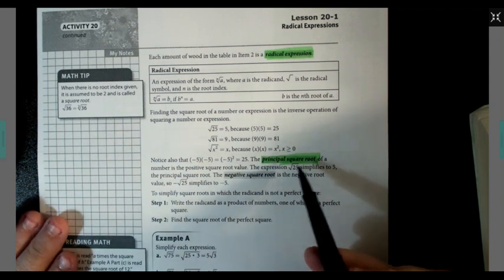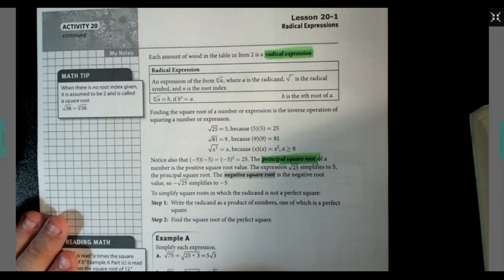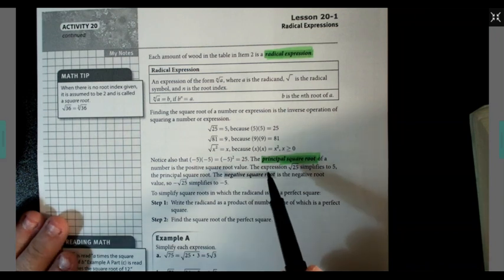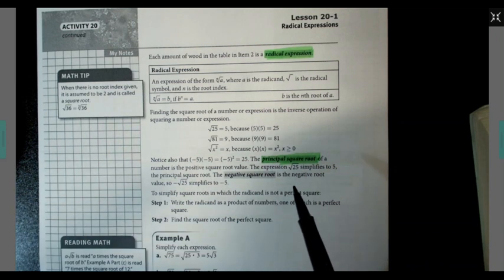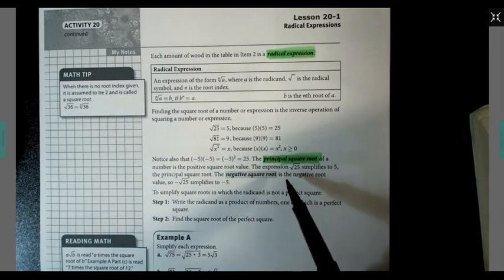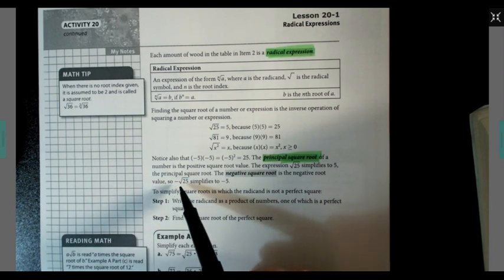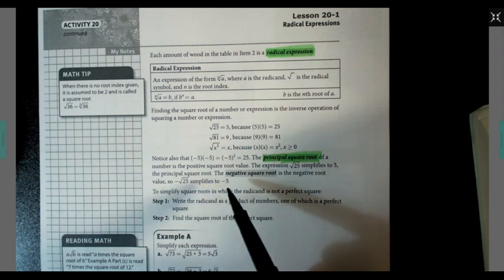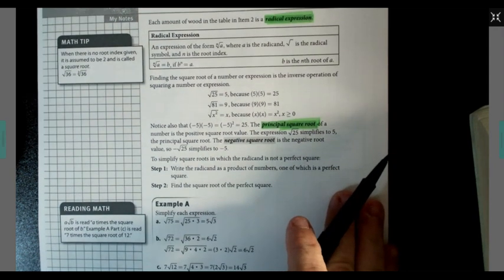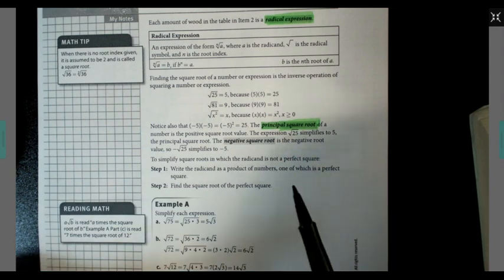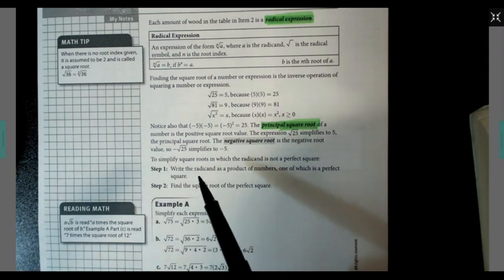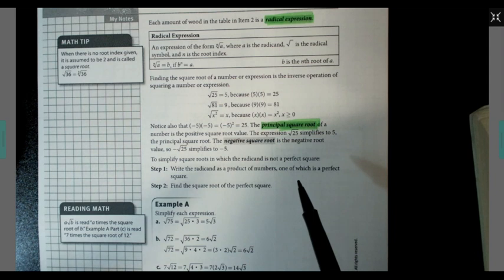The principal square root of a number is the positive square root value. The expression the square root of 25 simplifies to 5, the principal square root. The negative square root is the negative root value, so negative square root of 25 simplifies to negative 5. To simplify square roots in which the radicand is not a perfect square, write the radicand as a product of numbers, one of which is a perfect square, and find the square root of the perfect square.